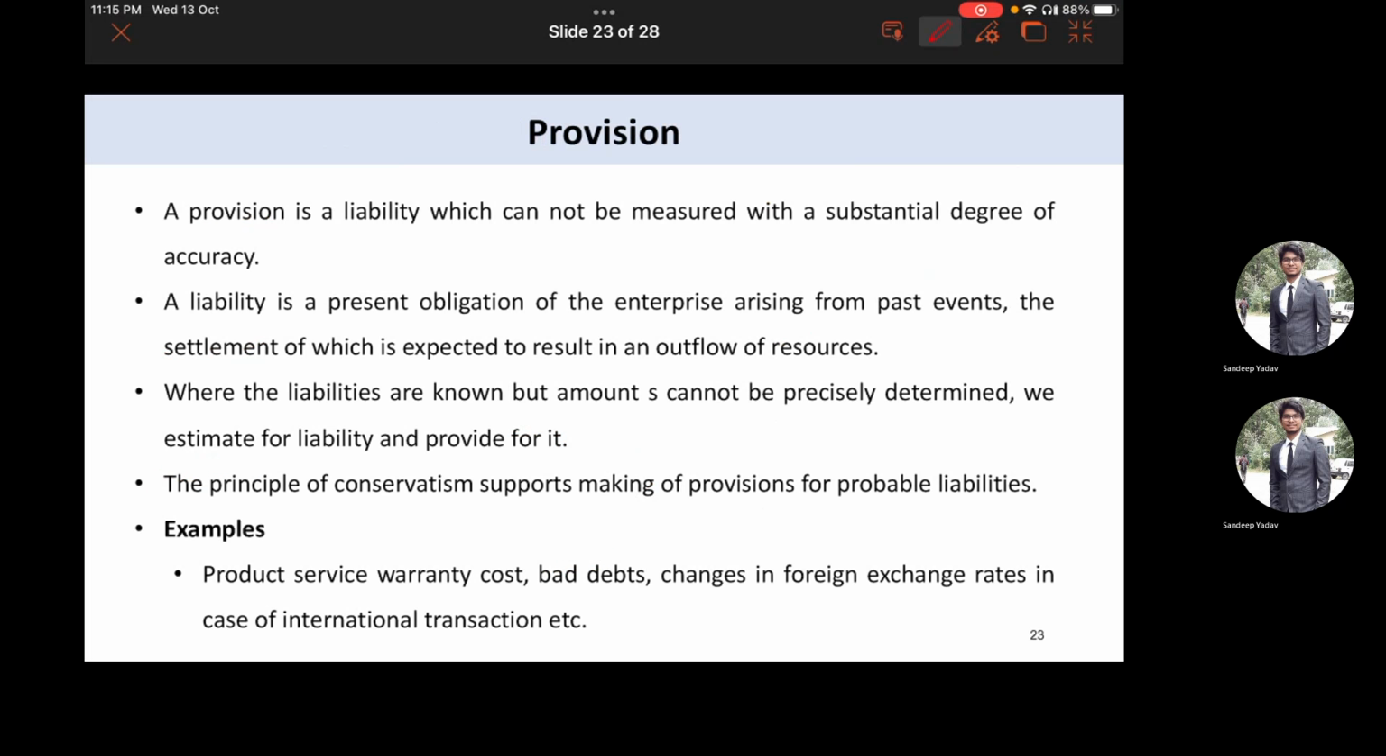Now we have learned what depreciation is. Now let's move on to provision.